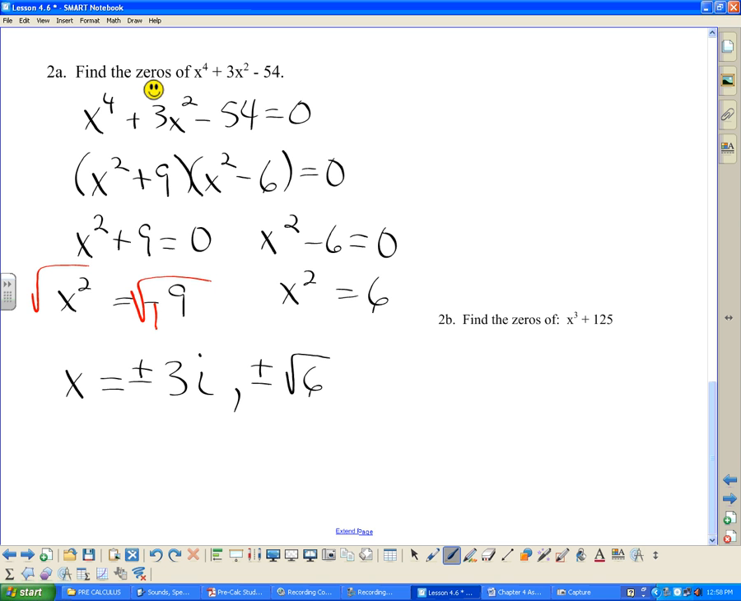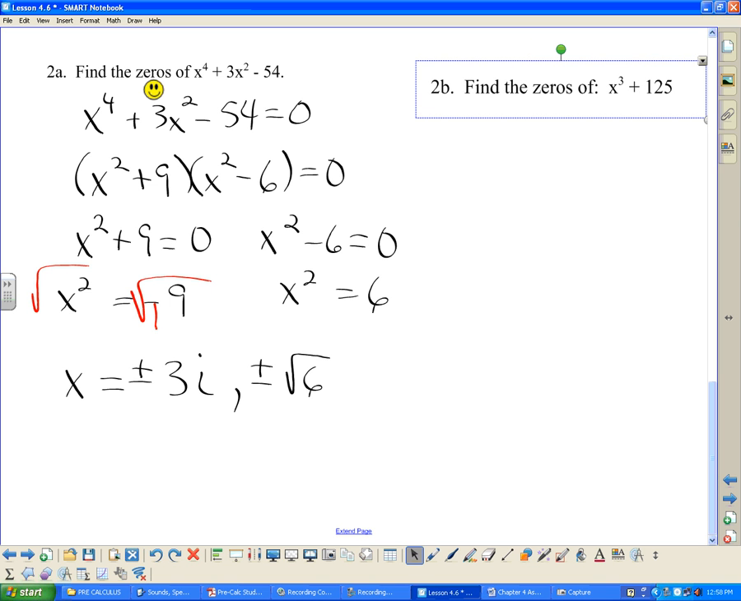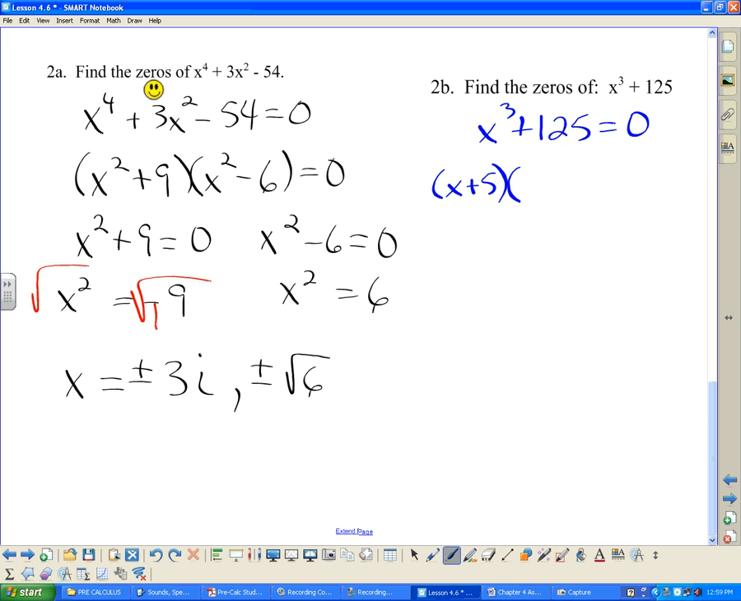And then we have letter B here. Let's just take a quick look at that. And we set this one equal to 0. And here we're going to end up using the sum of two cubes, which is just like the difference of two cubes, but just a little variation of that.